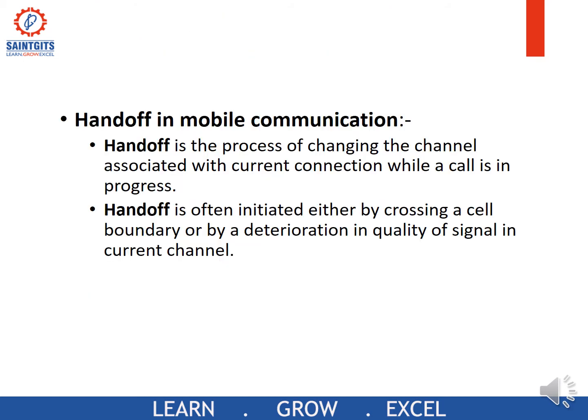Next, we can see what handoff is in mobile communication. Handoff is the process of changing the channel associated with the current connection while the call is in progress. Handoff can happen in two cases. One is crossing the cell boundary, and the other is if the quality of the signal in the current channel is very low.